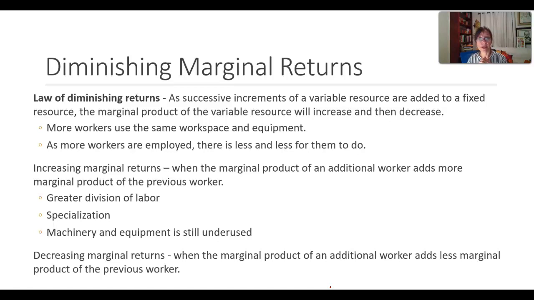Increasing marginal returns happens at first, when an additional worker adds more marginal product than the previous worker. That implies greater division of labor, specialization, and that machinery and equipment is being underused. When you have decreasing marginal returns, an additional worker adds less marginal product than the previous worker, and that's when the curve starts to slope downwards.